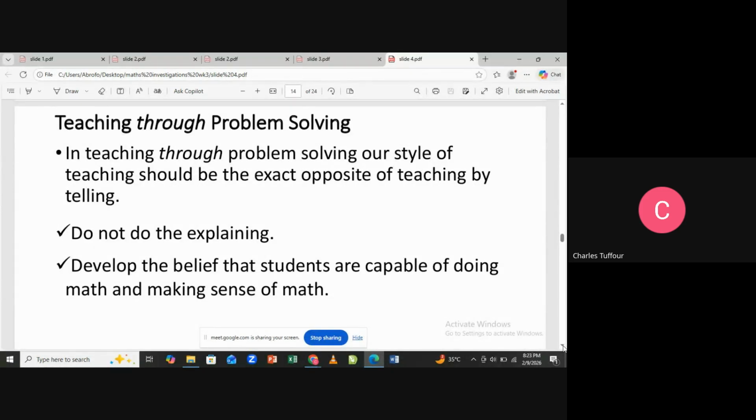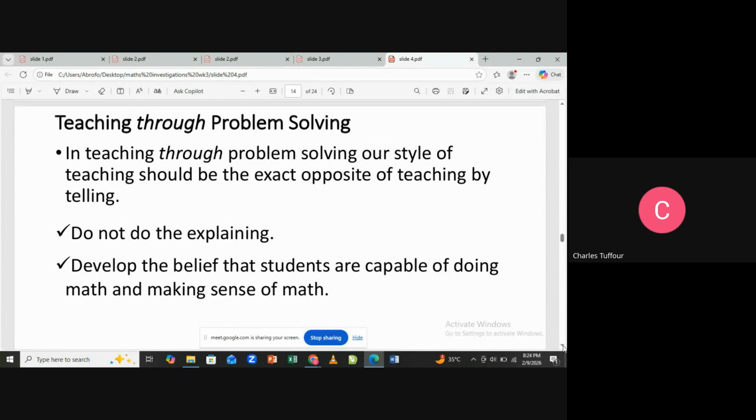In teaching through problem solving, our style of teaching should be the exact opposite of teaching by telling. Teaching by what? Telling. Teaching by telling simply means, as one of my men said right from the onset, that we are spoon feeding them. When we are teaching through problem solving, we don't need to spoon feed the student. Not saying 2 + 2 is this. Do not do the explaining.